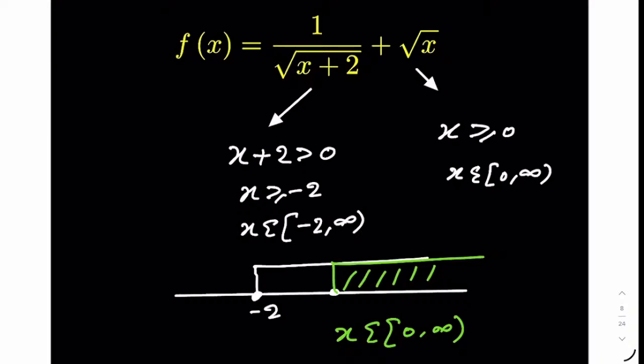I hope everyone can understand why D is the correct option. Because x is defined from closed interval 0 to infinity. That's why.